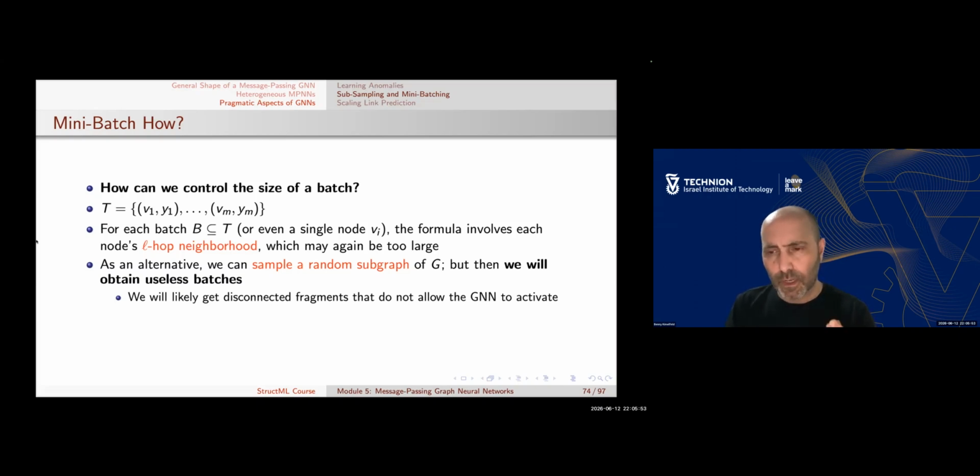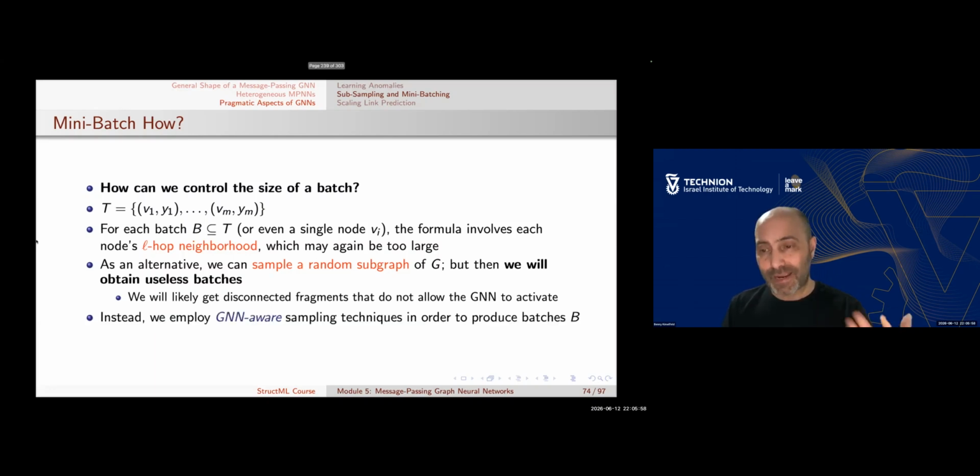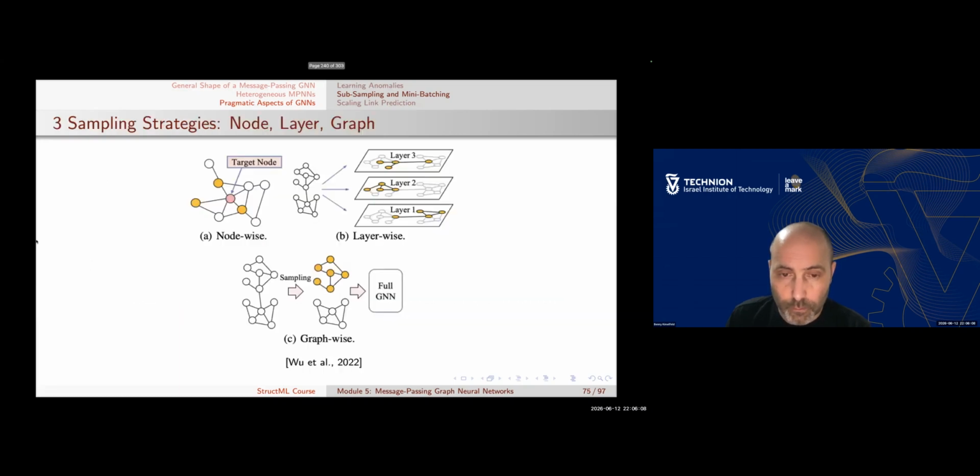You need to do so in a way that is aware of the GNN in order to allow it to activate and to effectively learn or produce something that is meaningful. Okay, so we need to apply GNN-aware sampling techniques in order to produce a batch. And we're going to look at three types of sampling, basically three types of producing mini-batches: node-wise, layer-wise, and graph-wise. Okay, and I'm going to talk about each of these in the next slides.